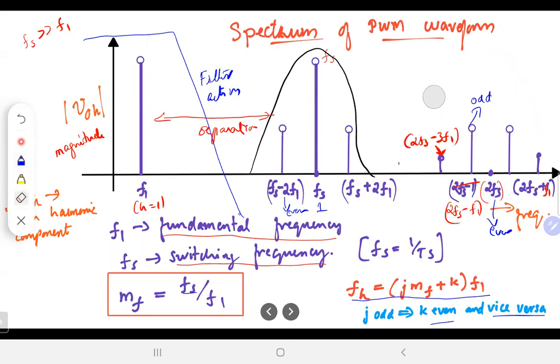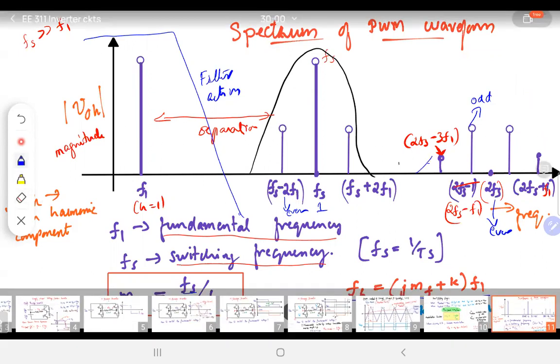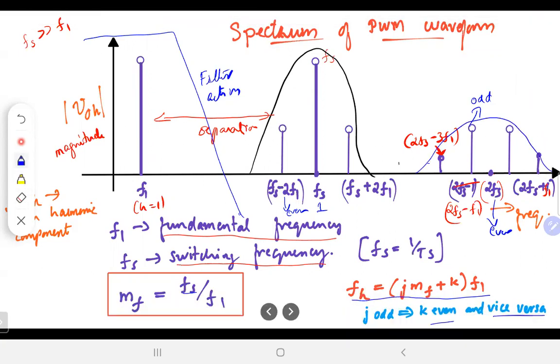In fact, this shouldn't be like this. I should have drawn it small. It's like this only, the small one. As for 3fs, you will see that the peak is much smaller. So this is the nature of the harmonic content in the sine PWM modulated waveforms.